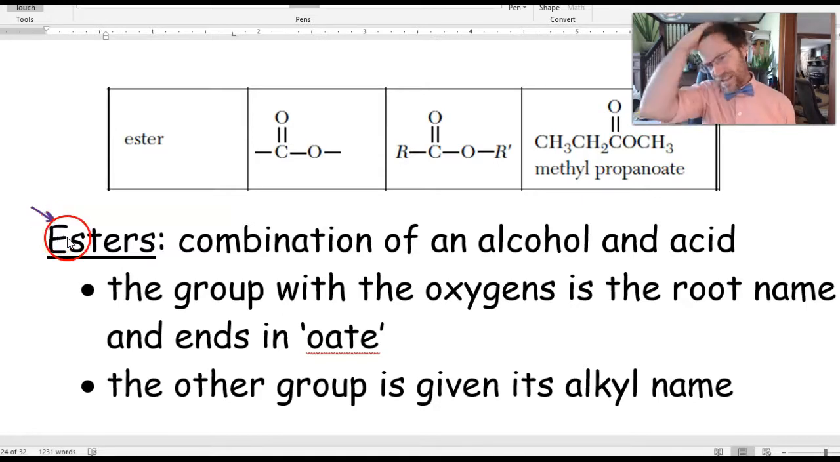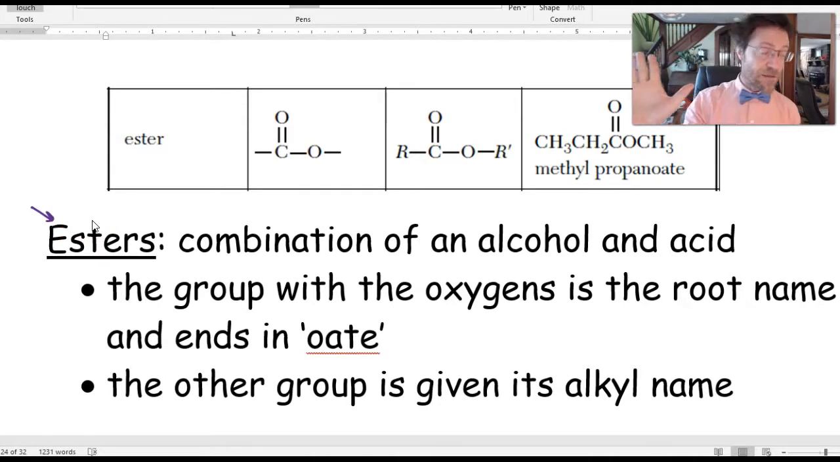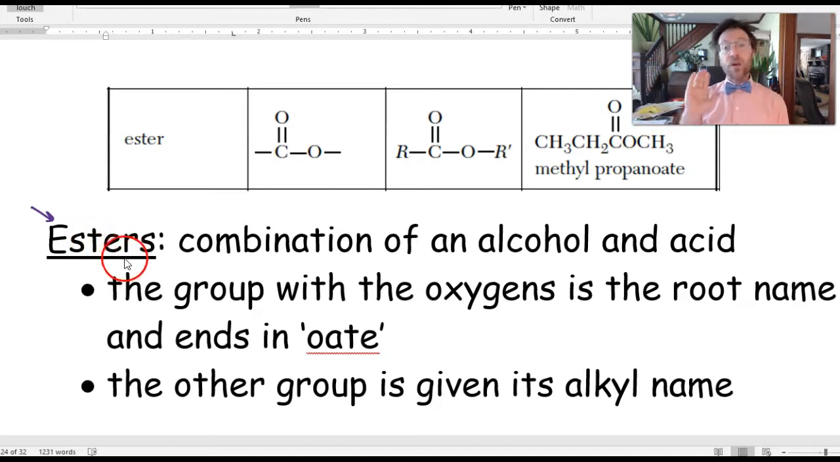I think there are laws against feeding people earwax and vomit, but we can make an ester that smells and tastes just like vomit. It's amazing what you can do with these things. And what it is, is a combination of an alcohol and an acid.